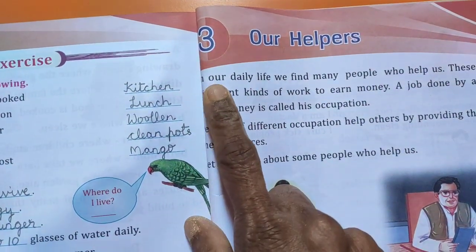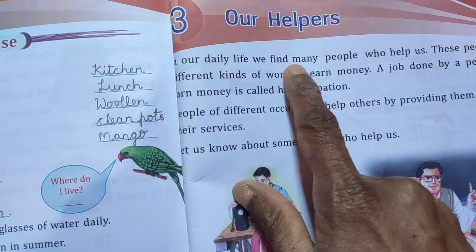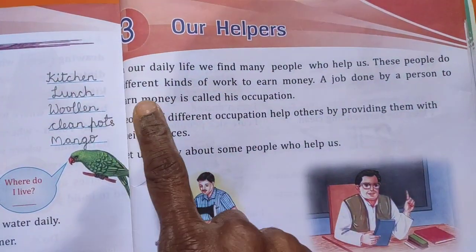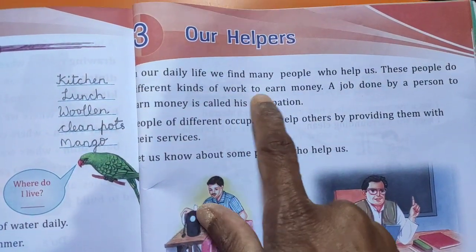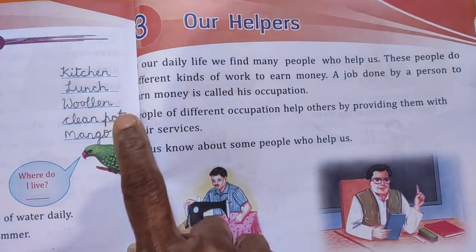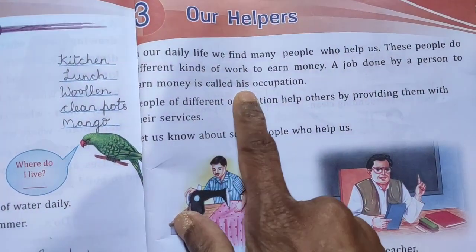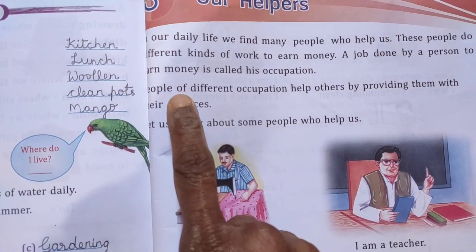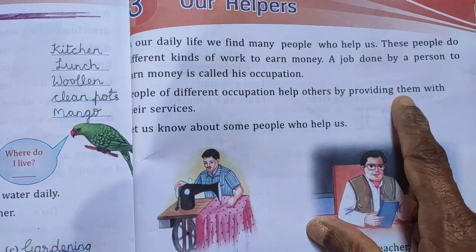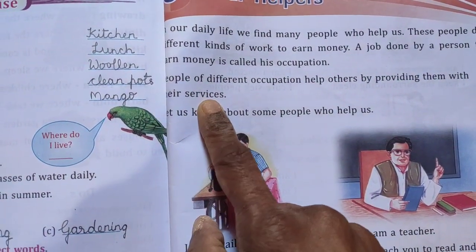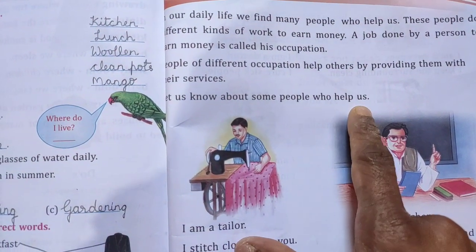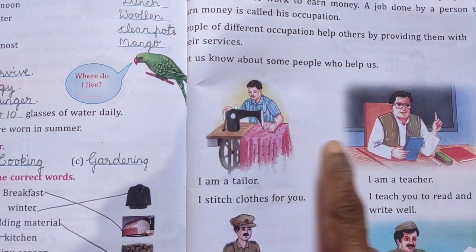In our daily life, we find many people who help us. These people do different kinds of work to earn money. A job done by a person to earn money is called his occupation. People of different occupations help others by providing them with their services. Let us know about some people who help us. You can find the pictures also here.